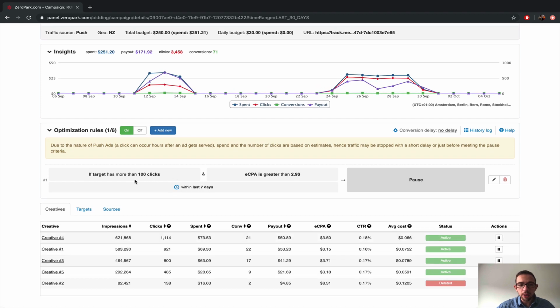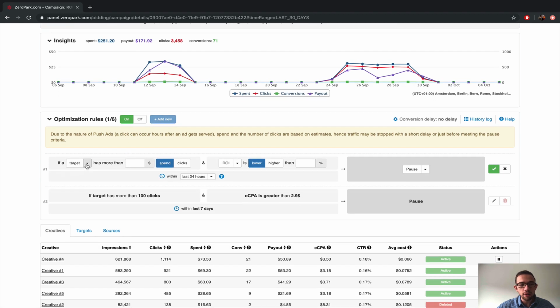So what happens with the rule-based optimization? You can set optimization rules, and it's on right now. You can say if the target or the source, we set the target, has more than X amount of clicks or spend, and ROI, conversion rate, eCPA, or conversions. You can see that they even put the formula there so you understand how it works, is lower than or higher than X percentage within the last 24 hours, 7 days, or custom.